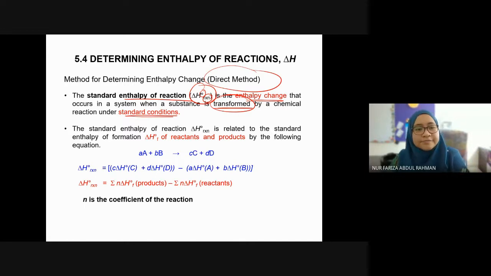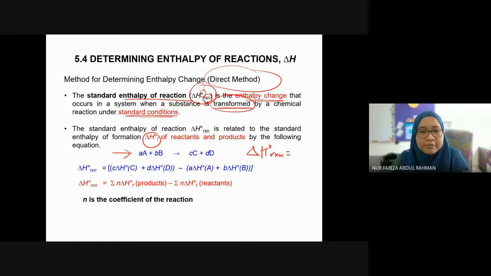Okay, alright. The standard enthalpy of reaction is related to the standard enthalpy of formation. So dia related to the standard enthalpy of formation of reactant and product by the following equation. Okay, consider this equation. Okay, example. So we have A, B producing C and D and their coefficient. Okay, so how do we calculate? Katakanlah soalan tanya, calculate the enthalpy of reaction for this reaction. Okay, alright. So if you are using direct method, that means we are using the formula lah.